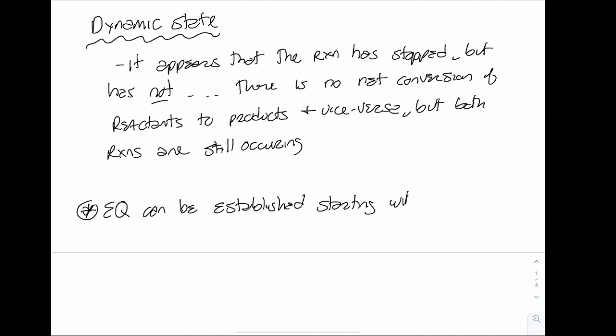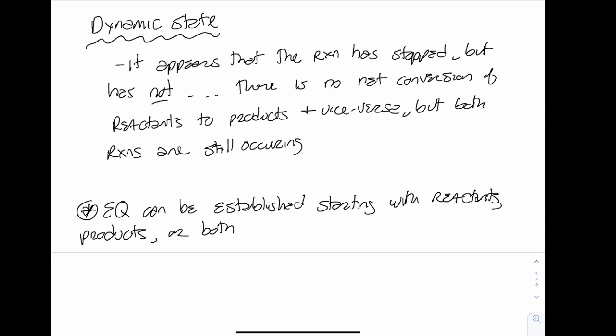Starting with reactants, products, or both. So if you were in lab and you just had reactants, you would form products. Products would go back to reactants. When those rates are equal, you would have equilibrium.